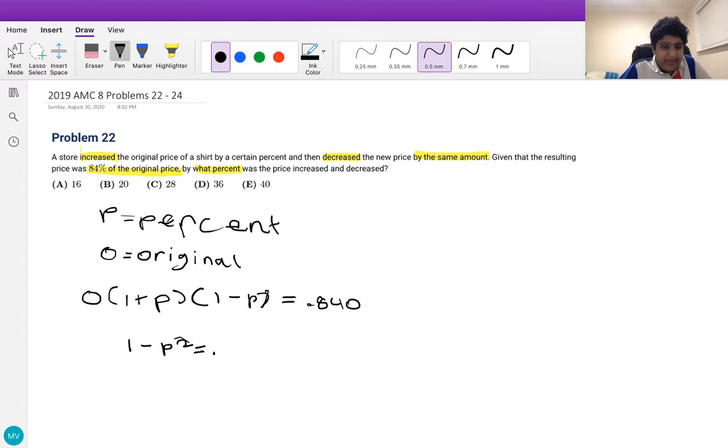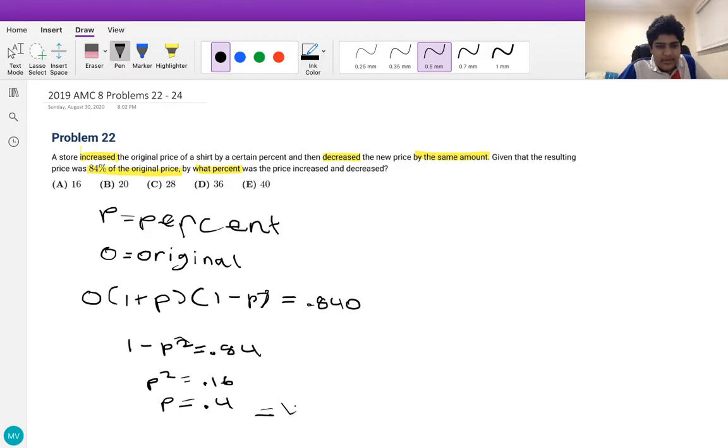Now we just add P squared to both sides, subtract 0.84 from both sides, and we have P squared is going to equal 0.16. Taking the square root of this and noting that the percentage is greater than 0 due to the increase, we have that the percentage is going to equal 0.4, which is also just 40%.